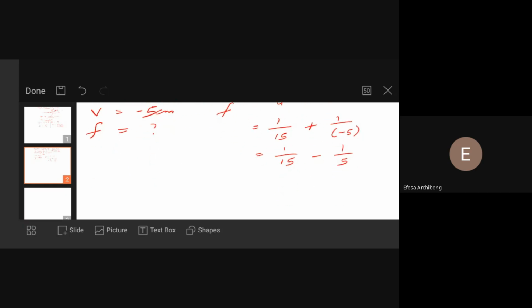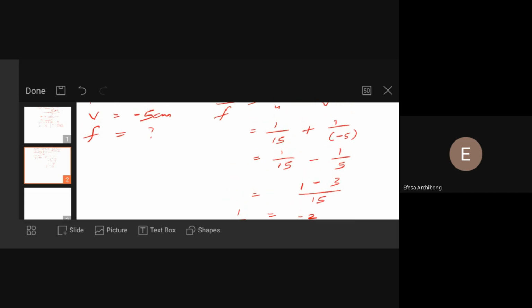If I apply LCM there, the LCM for 15 and 5 is going to be 15. 15 divided by 15 is 1, and 1 times 1 is also 1. 15 divided by 5 is 3, and 3 times 1 will give me 3. So this becomes 1 minus 3 over 15, which gives minus 2 over 15. And that is my 1 over F. Remember, everything I'm solving is 1 over f, because 1 over f is what we are solving for.